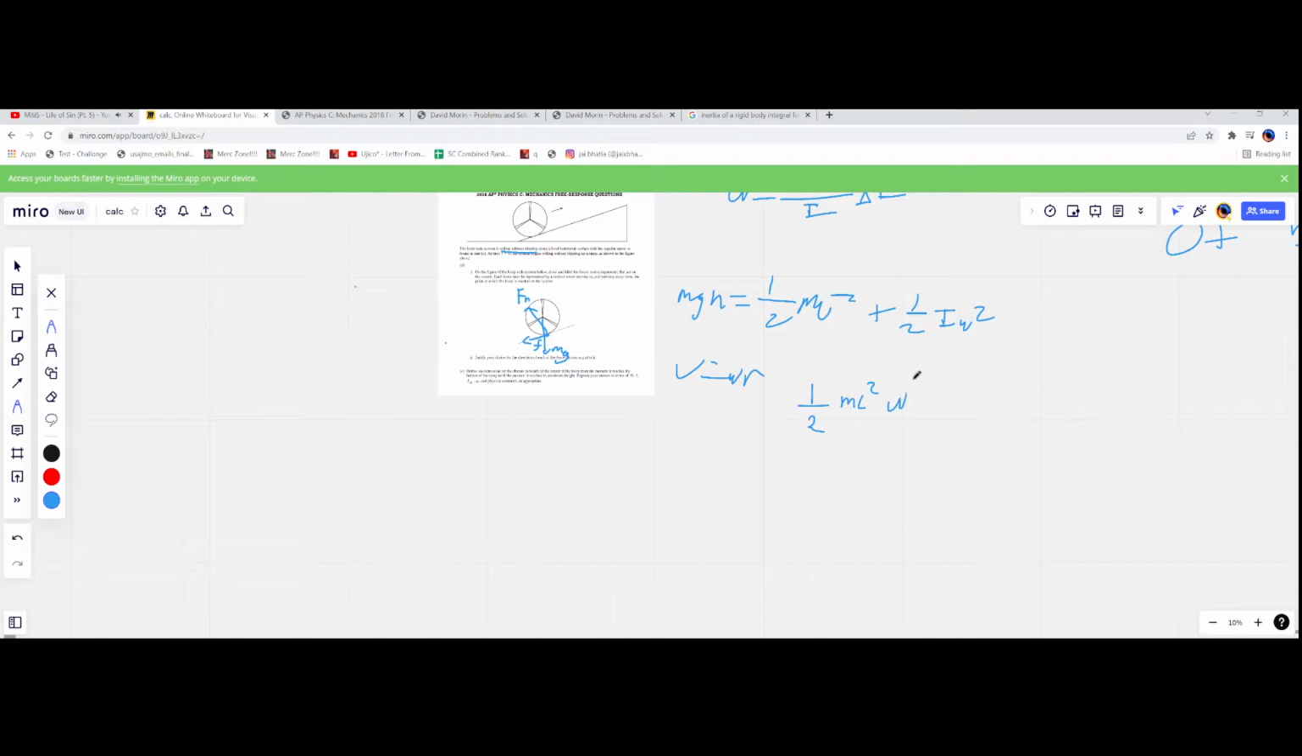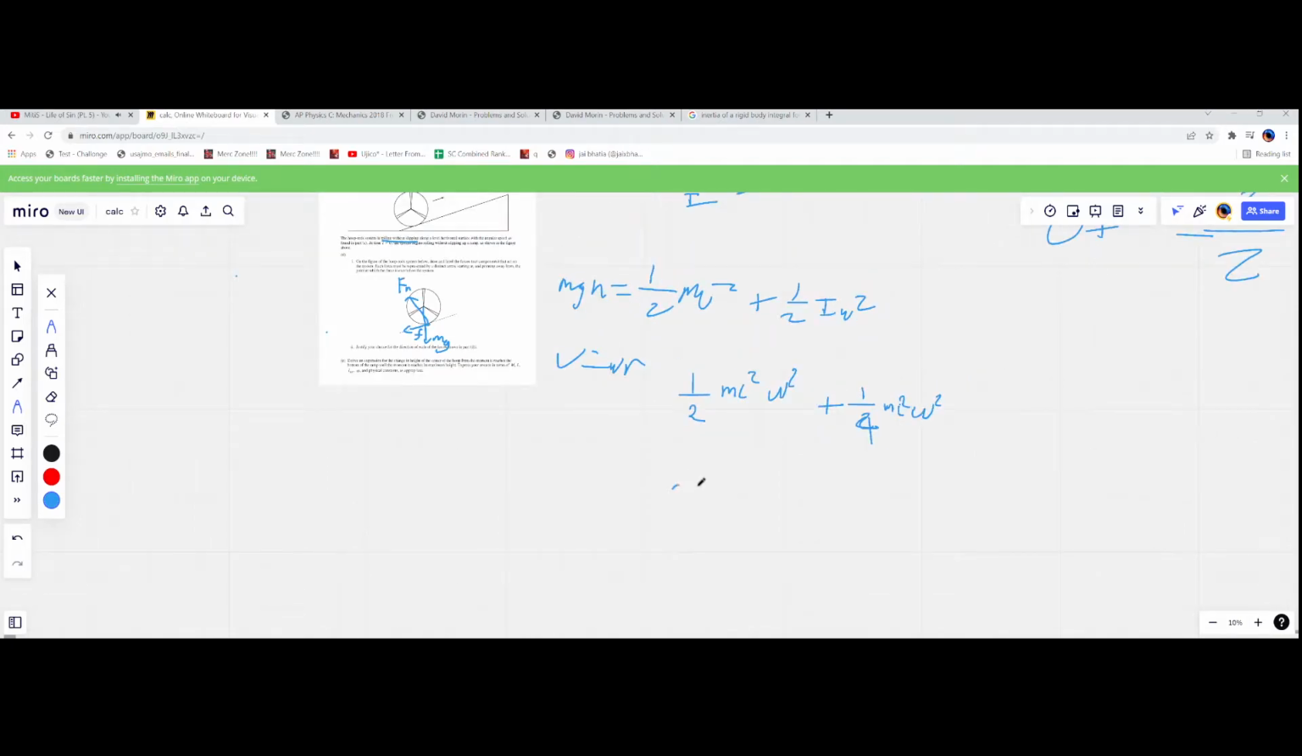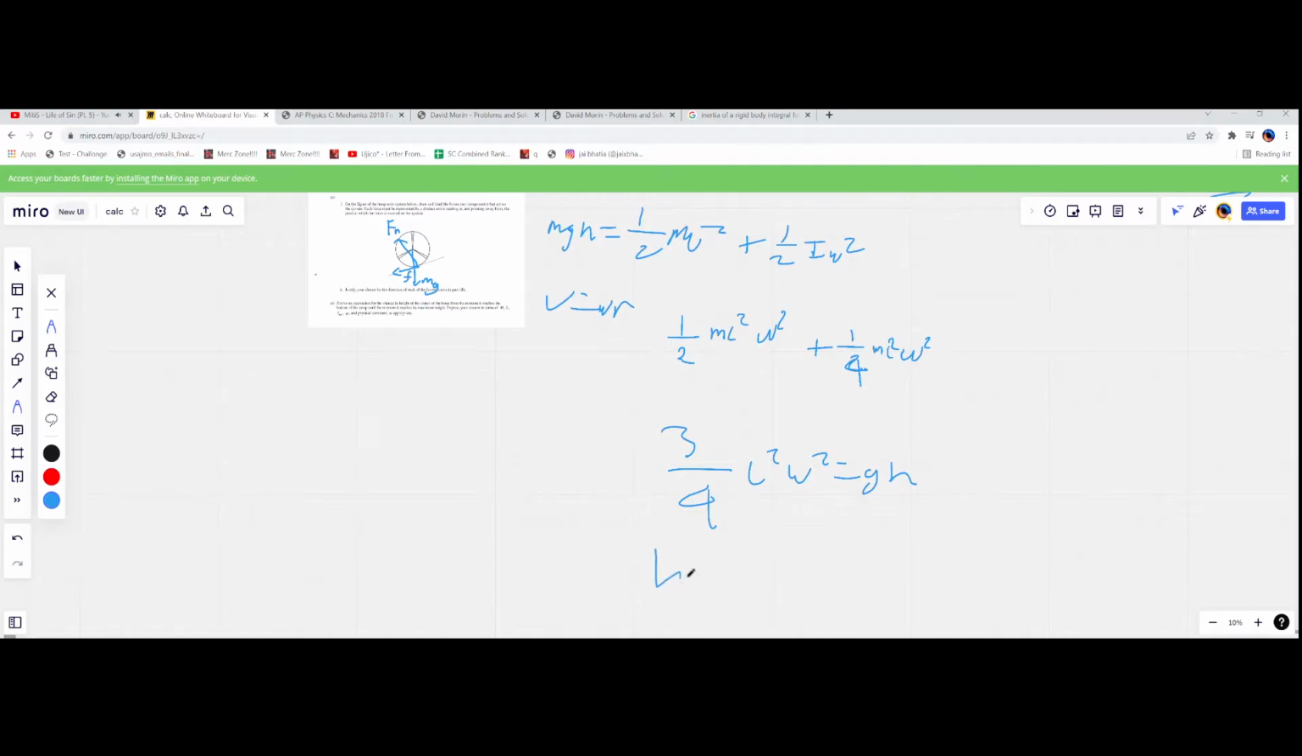L squared omega squared plus 1/2... 1/4. I might as well just simplify that. ML squared W squared. So it's just 3/4. So 3/4 L squared W squared is equal to GH. So then H is simply just going to be equal to 3L squared over 4G. Right.